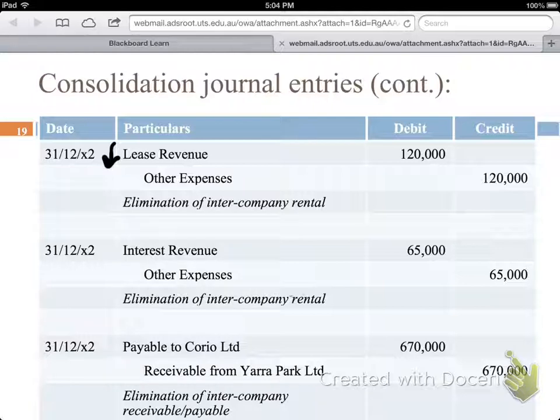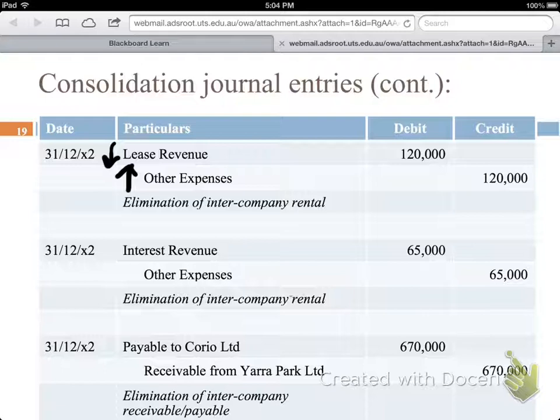Yara would recognize a lease expense. It's called other expenses here. All you're doing to eliminate an expense is use a credit. The other side of the equation is cash, but cash is never a consolidation entry. That's because Corio receives cash and Yara pays cash, so the net effect is zero. $120,000, no adjustment. Note you've already looked at a similar entry last week.